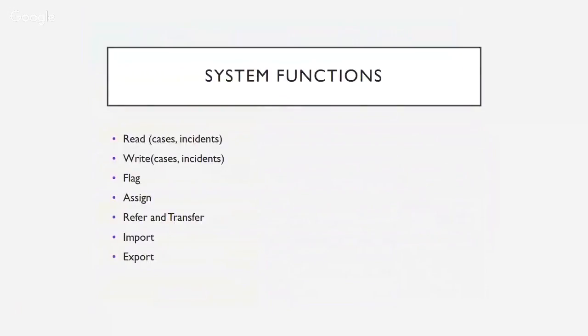Before we look at roles, let's look at what functions in the system we need to determine access to. Read. This means view. Who is able to view? Write. This means who is able to create data or enter data and edit that data. Flag. This means who is able to flag cases or incidents for some kind of follow-up. Assign. This means someone who's able to assign cases to somebody else. Refer and transfer. This determines who is capable of referring or transferring cases. Export. This determines who can bring data into the system and who can bring data out of the system.